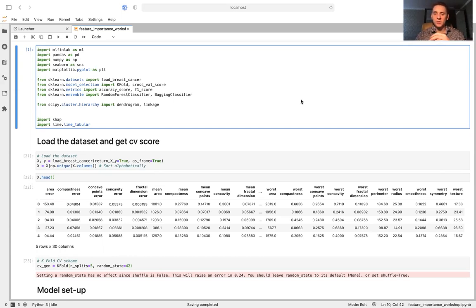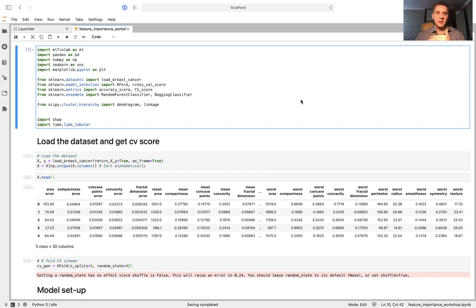So this workshop will apply MDI, MDA, CFI, model fingerprints, SHAP and LIME techniques in order to analyze features in the breast cancer dataset. This is quite a well-known standard dataset which is used to play around with classification type of algorithms. So let's start with imports.